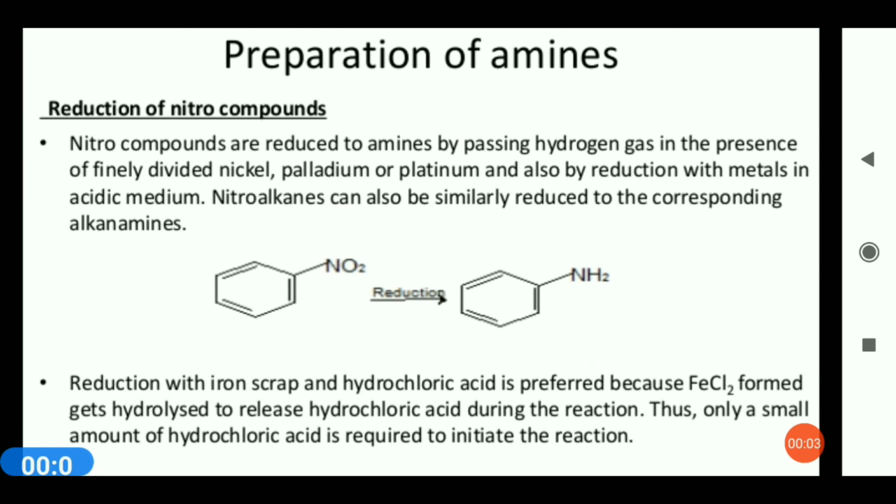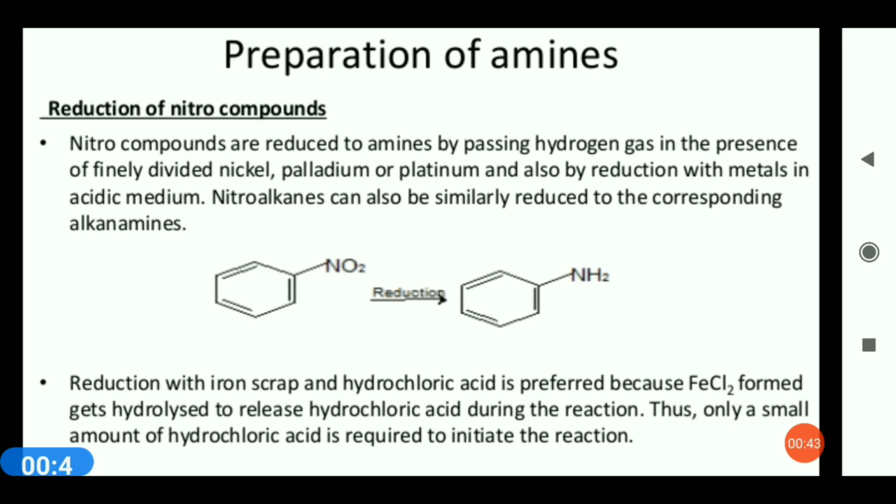When we talk about preparation of amines, first is reduction of nitro compound. Nitro compounds are reduced to amines by passing hydrogen gas in the presence of finely divided nickel, palladium or platinum, and also by the reduction with the metals in the acidic medium. As we know, nickel, platinum, palladium are the reducing agents. So here the reduction will take place. Nitroalkanes can also be similarly reduced to the corresponding alkanamines.